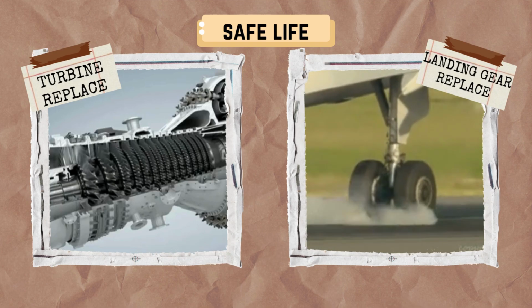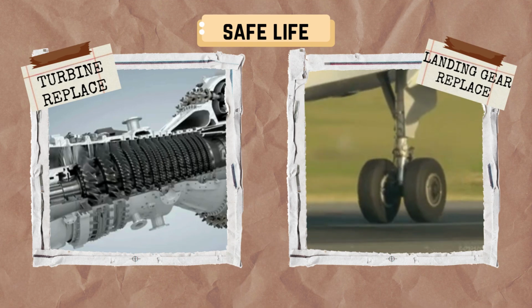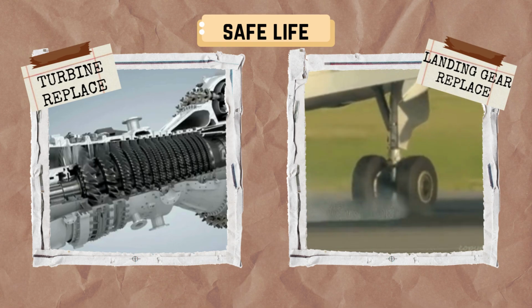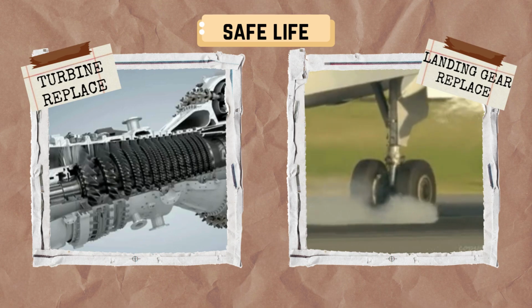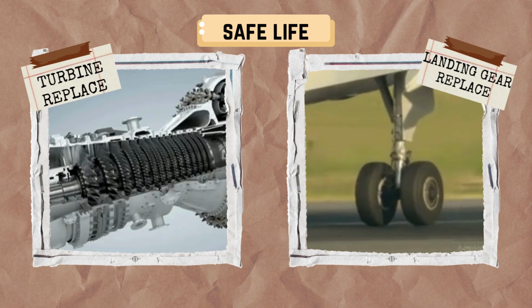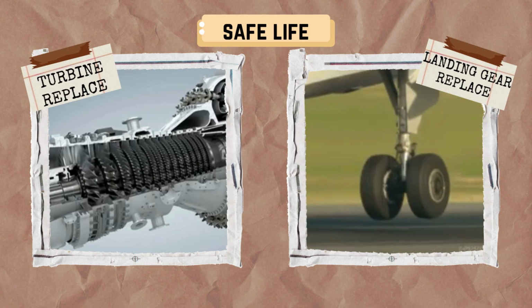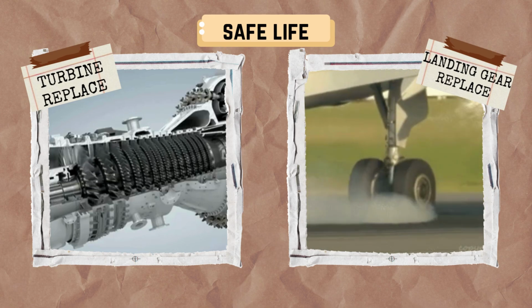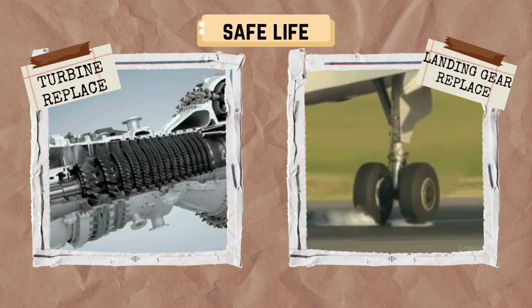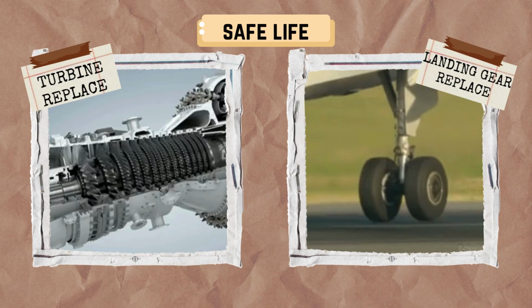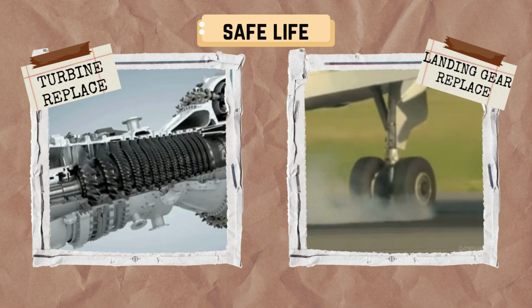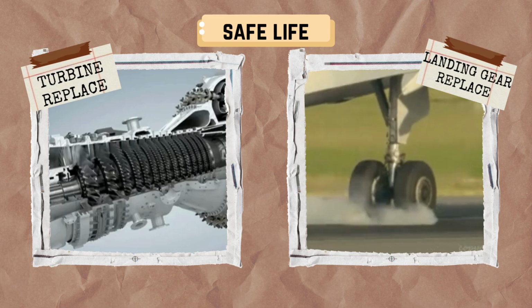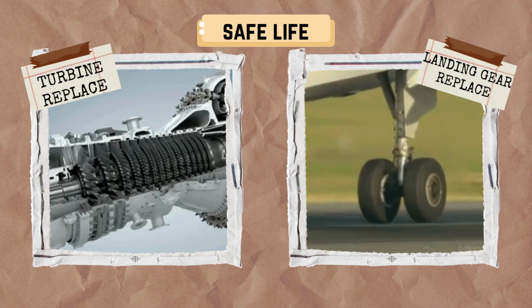Both approaches are important. Fail-safe is great for systems where backups are possible, like hydraulic systems or multiple engines. Safe life works best for parts that are critical and can't afford to fail, like engine components and landing gears. Engineers choose between these strategies based on the specific needs and risk of the system.